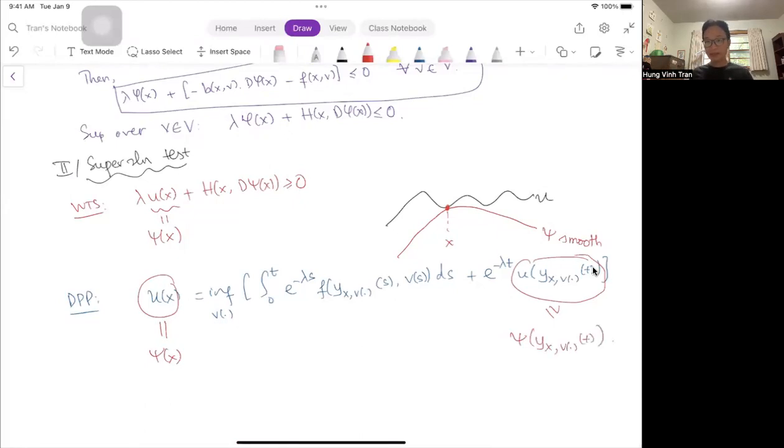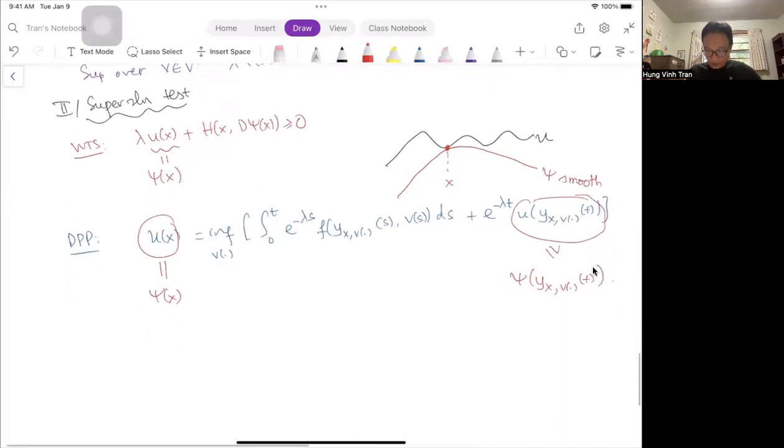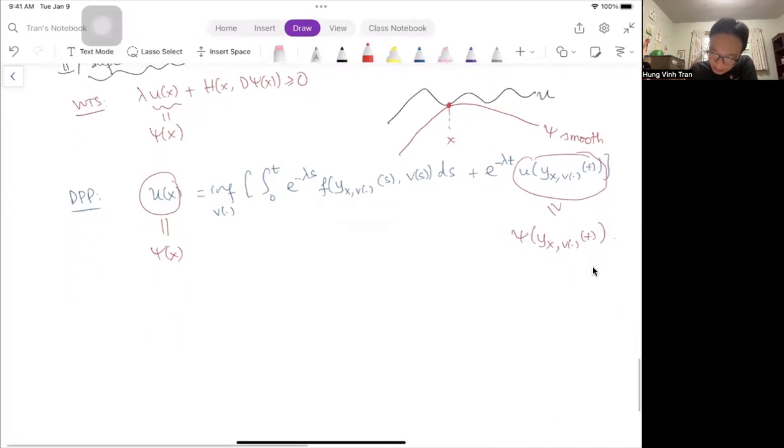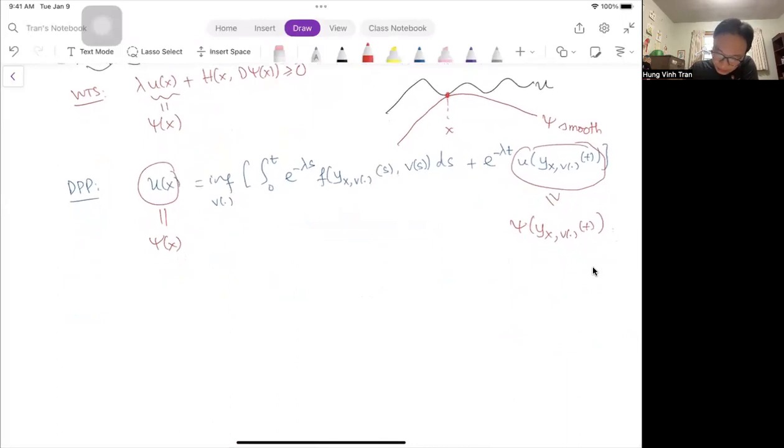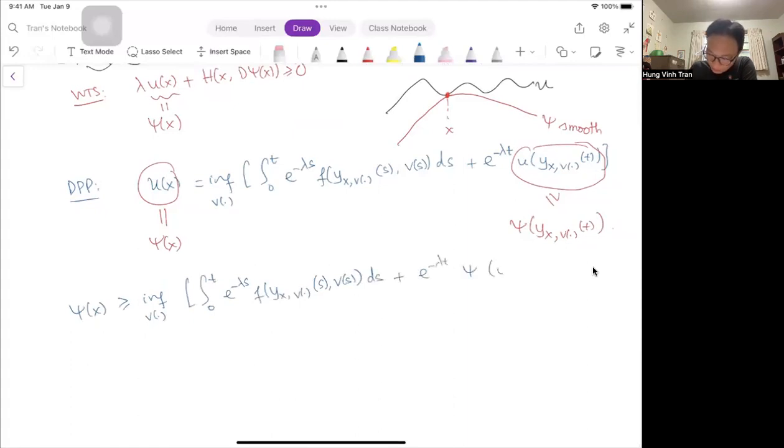So I'm replacing u by the smooth test function c now, and playing around with this test function only. Now this is greater than or equal to that. Let me write carefully here. That means I have c(x) greater than or equal to the infimum of the integral of e^(-λs) f(y_x(s)) ds plus e^(-λt) c(y_x(t)).